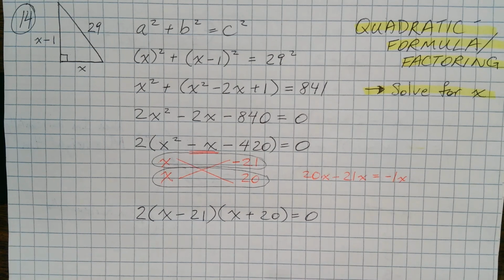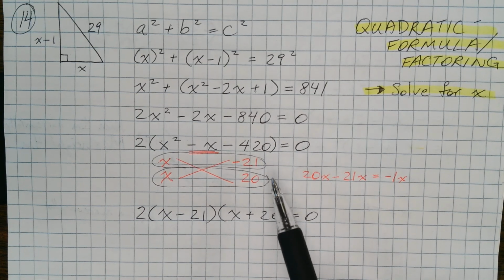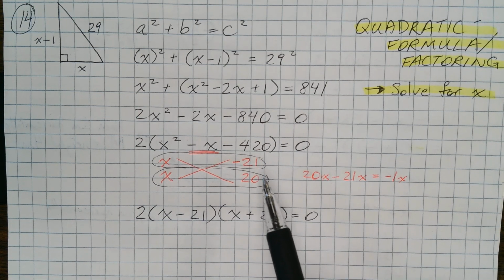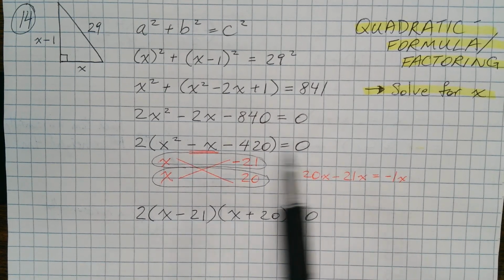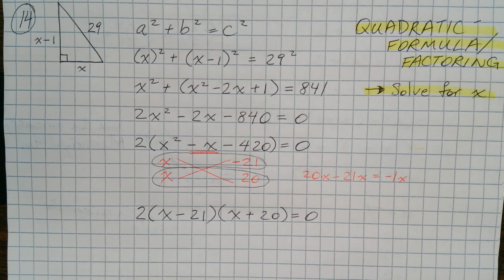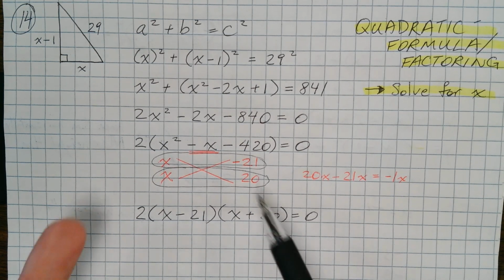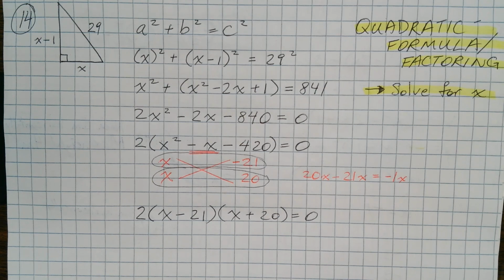Okay. Now let's say for 420, I can't think of two numbers that multiply to 420. The numbers are too big. Then just do quadratic formula. It will always work. It won't fail. It's just longer. So if you can see the factoring right away, it is faster. But if it doesn't come to you right away, just use the quadratic formula.